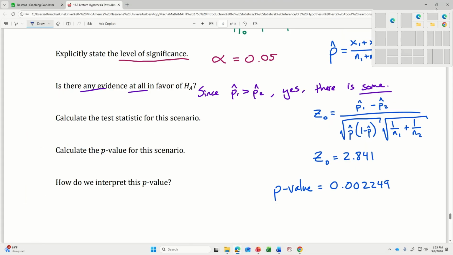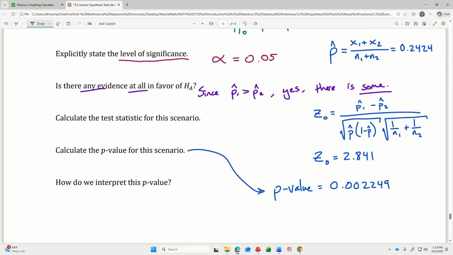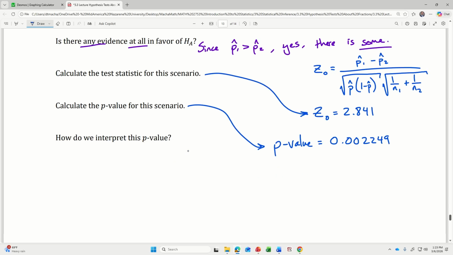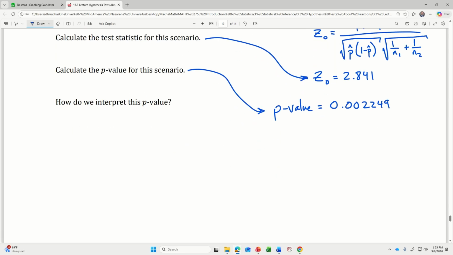Okay, so back to our problem. We got the test statistic. We got the p-value. How do we interpret this p-value? Well, for one thing, remember the p-value is the probability that if we were to conclude in favor of our alternative hypothesis, we'd be making a type 1 error. So if I say that Nasonex causes headaches, there is a 0.002249 probability that I'm making a type 1 error, that what I'm saying is false.